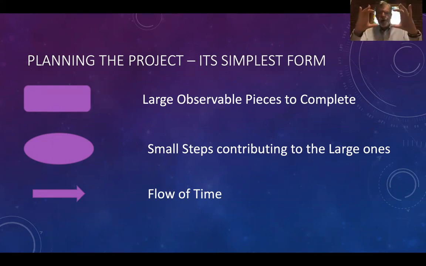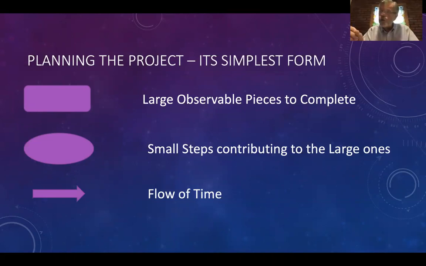The big square, the large observable piece, is something which, like I said, is intuitive. You already kind of know what that's going to be, and you can list out several of those. But when you start breaking it down into what do I need to do to get this large observable piece done, then the ovals, you have to think about them. And you'll start adding them.